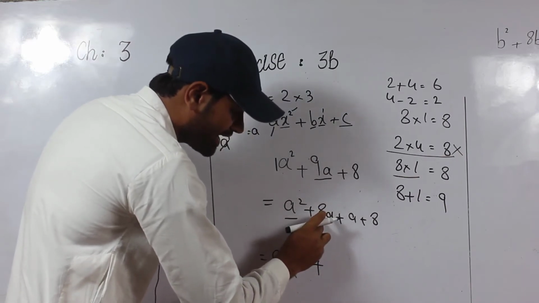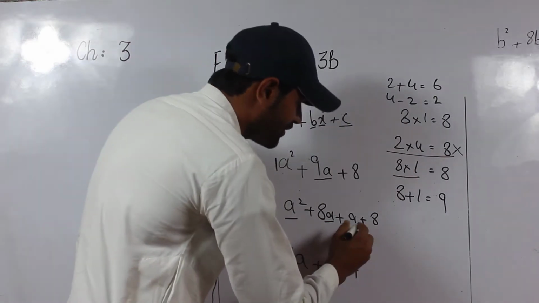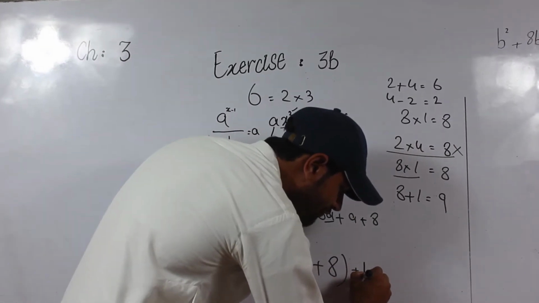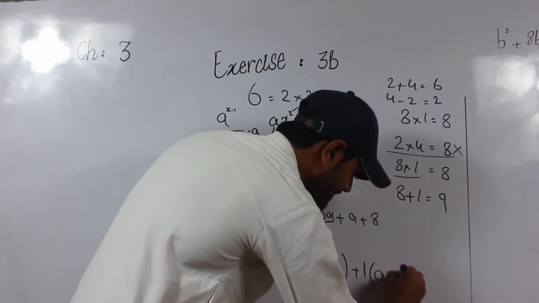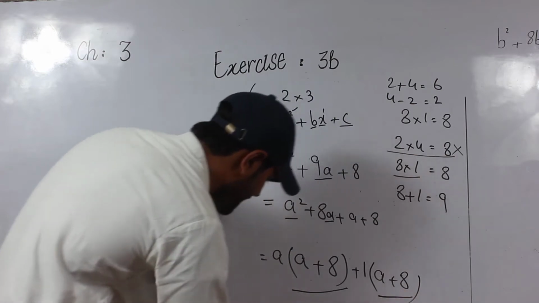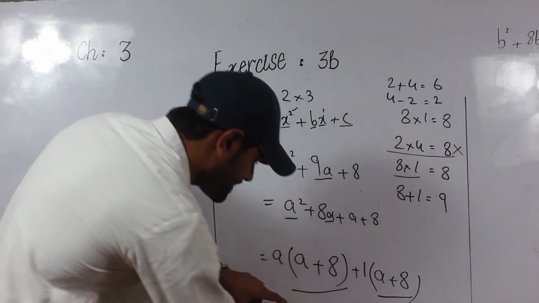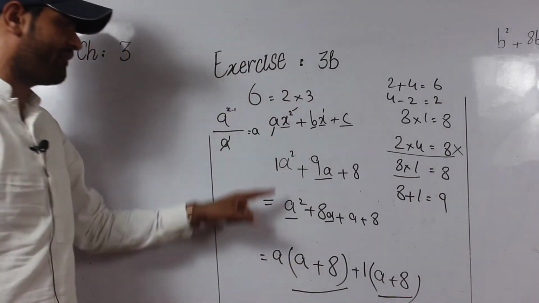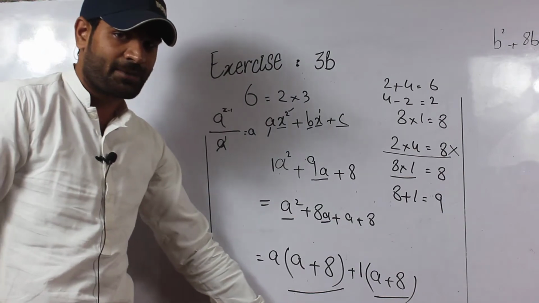Then I take common 8 from 8a, and what is left is a plus, where nothing else is common, so we take common 1. So 1 is common everywhere and remains as it is. Now we see that a plus 8 and a plus 8 are the same, so we take a plus 8 common. Left is a and 1. So these are the factors of a square plus 9a plus 8: a plus 8 into a plus 1.